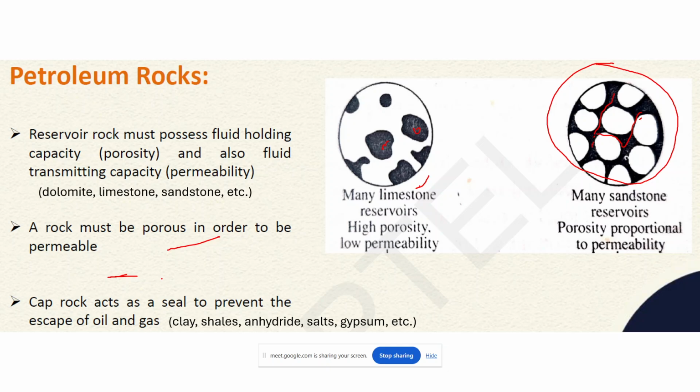So for that reason, the cap rock property is that it should not be porous. If it is porous, then obviously gas can escape out. So for that reason, the requirement for a rock to be a good cap rock is that it should be less porous compared to the reservoir rock. And some examples of cap rock are clay, shales, anhydrite, salts, and gypsum.